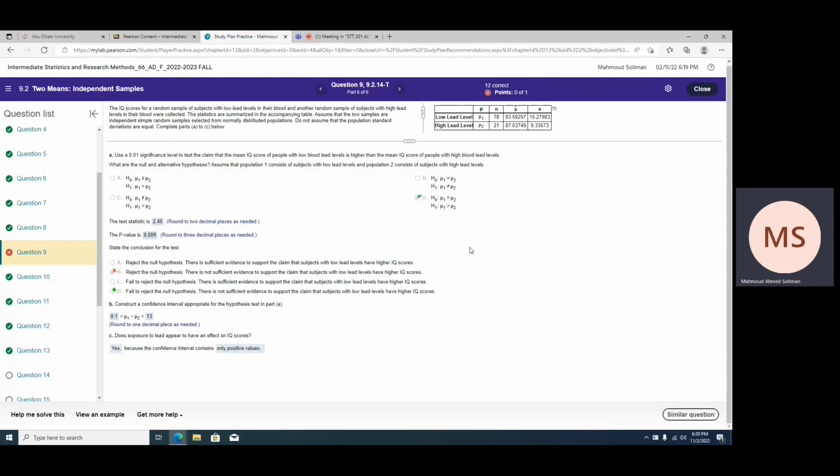Greater than. But here, look, if we fail to reject the null hypothesis, that means they're equal. I'm not talking about the question, just saying in general, greater than is fail to reject. But look here, it says we fail to reject the null hypothesis, so we don't have sufficient evidence to support that subjects with low lead levels have higher IQ. But here we said it does have an effect. Maybe there's something wrong in the question. Probably the question is wrong. Now we can try again. I don't know.